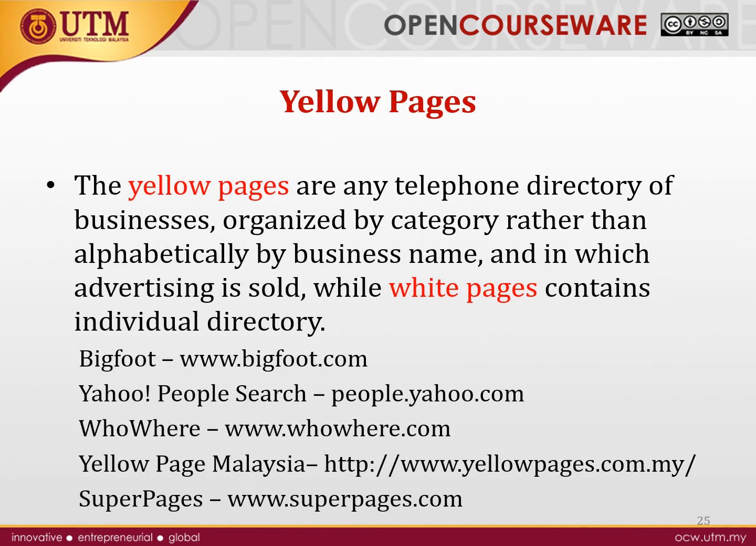And then the fourth and final category is the yellow pages. Yellow pages is actually more of an advertisement for businesses and people using the internet. And some of the examples are Bigfoot, Yahoo, Whoware, Yellow Page Malaysia, Super Pages, and so on.